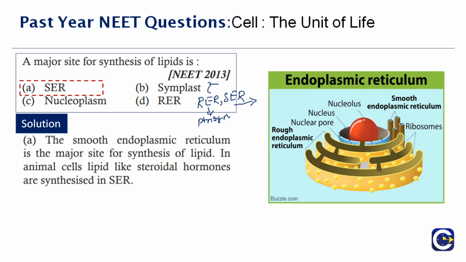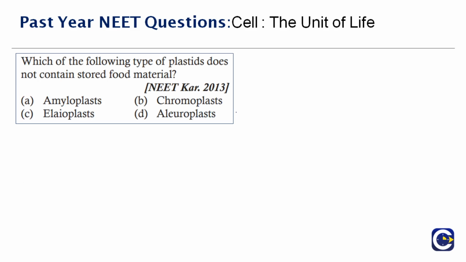Okay, in animal cells, lipid like steroid hormones are also synthesized in the smooth endoplasmic reticulum. This question is very easy. I think by now you have guessed the answer. To your right side you can see the picture which represents the smooth and the rough part of the endoplasmic reticulum, and the activities are really unique. Both have different activities. Now let's move to the next question here.